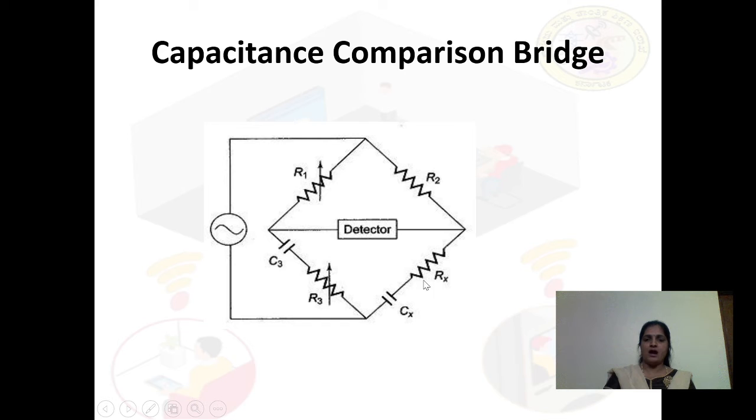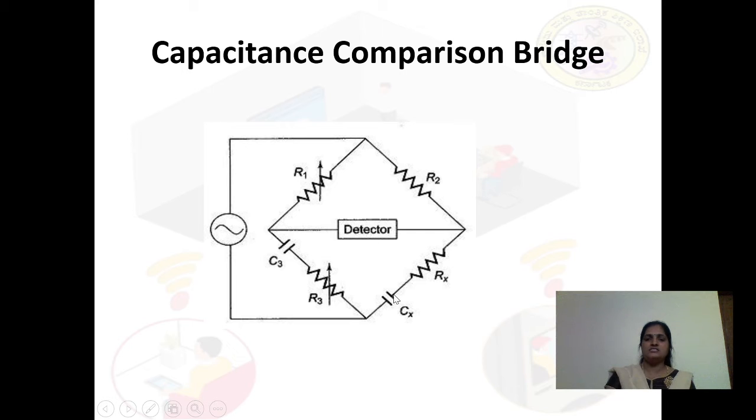In order to balance these two arms, we have implemented not only the capacitance. Here we have connected a resistance which is in series with the known capacitance, and it is a variable resistance. In order to balance the other arm, we have connected a tunable series resistance, which is in series with a known standard capacitor C3, and the final arm is the unknown arm to measure the unknown capacitance Cx, which is in series.